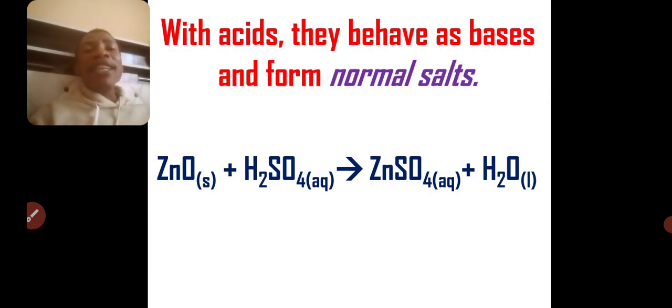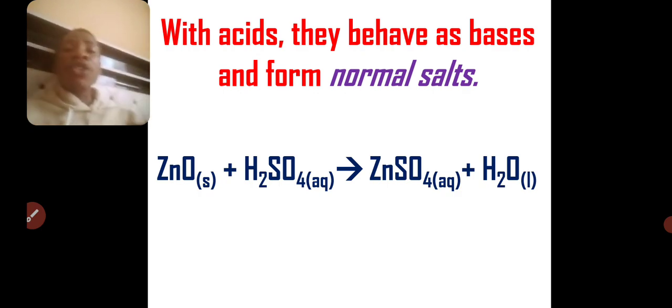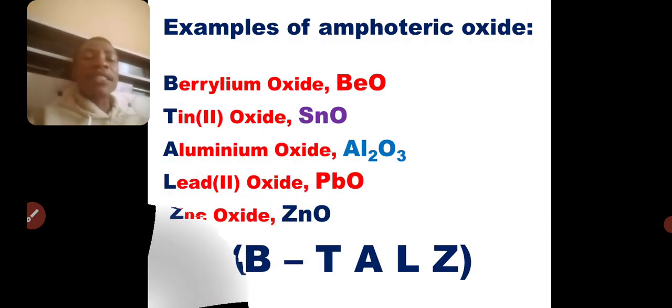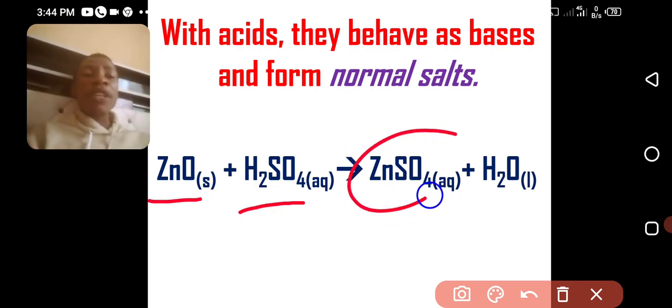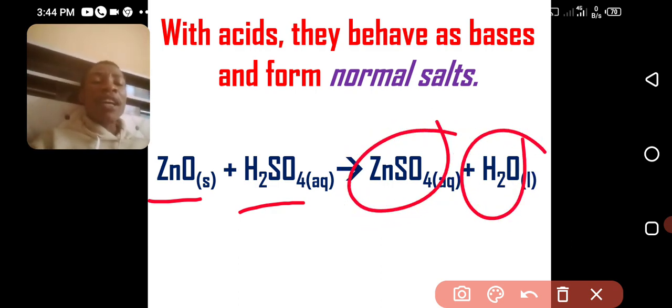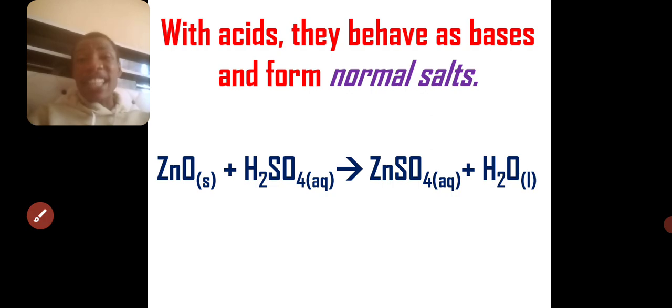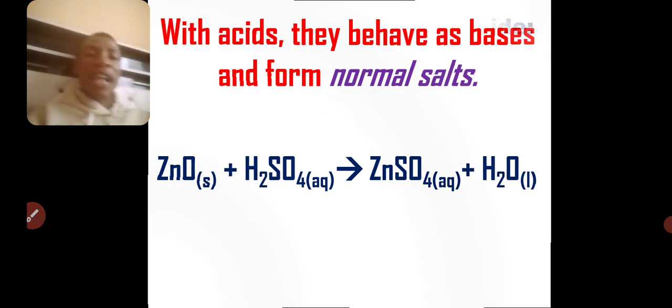So when this amphoteric oxide reacts with acid, they form a normal salt, like we have in this case. Zinc oxide is an amphoteric oxide. With H2SO4, an acid, it forms a normal salt and water. So here it is behaving as a basic oxide because it's reacting with an acid to form salt and water.